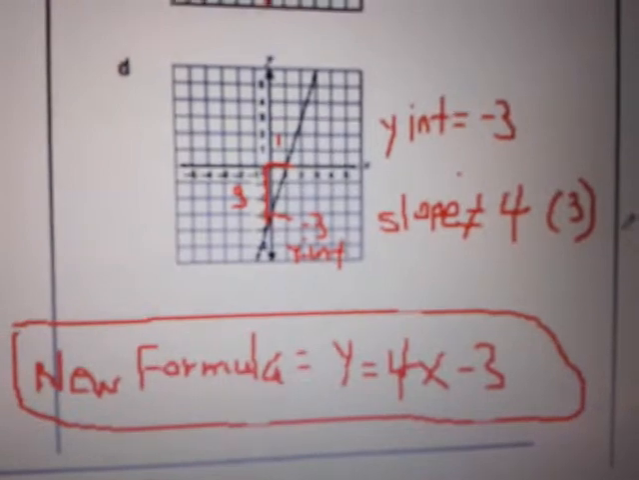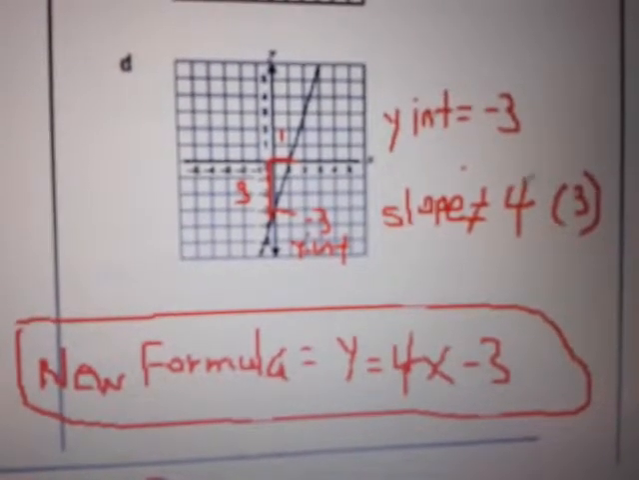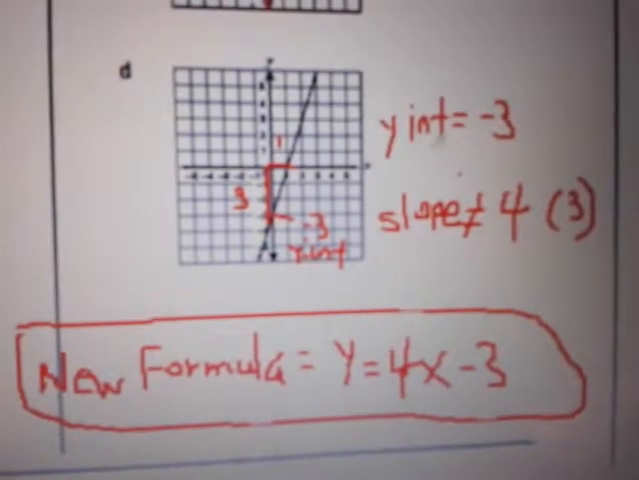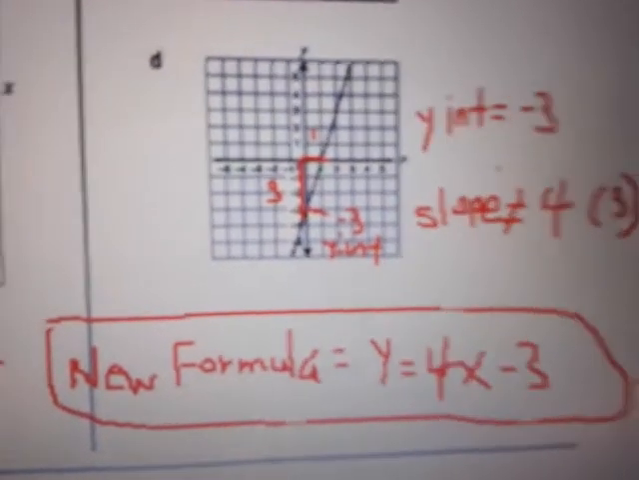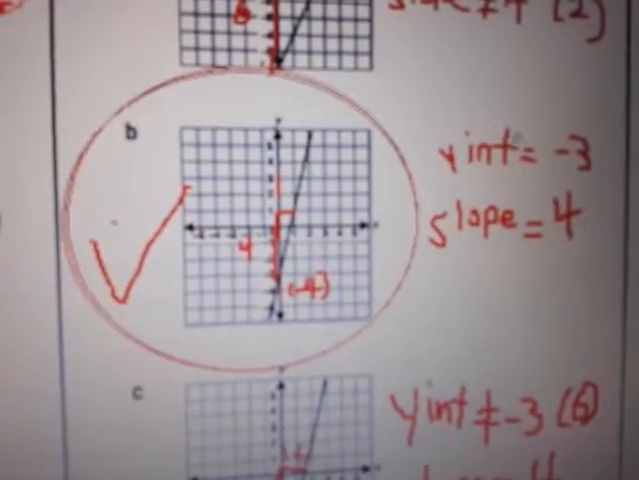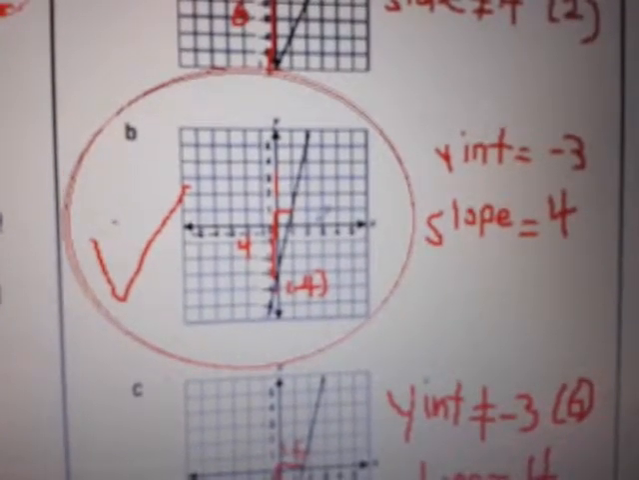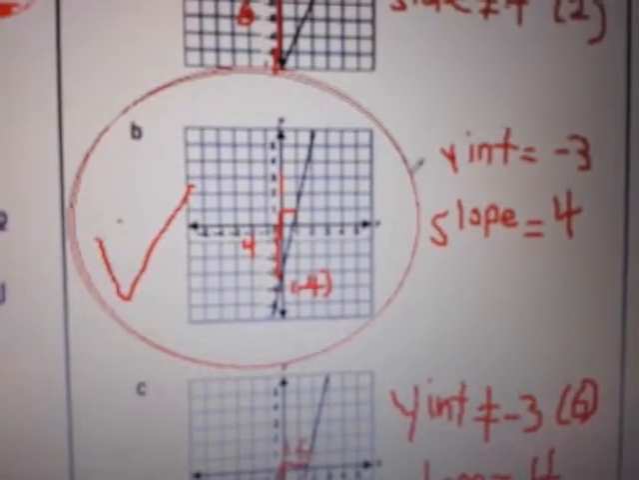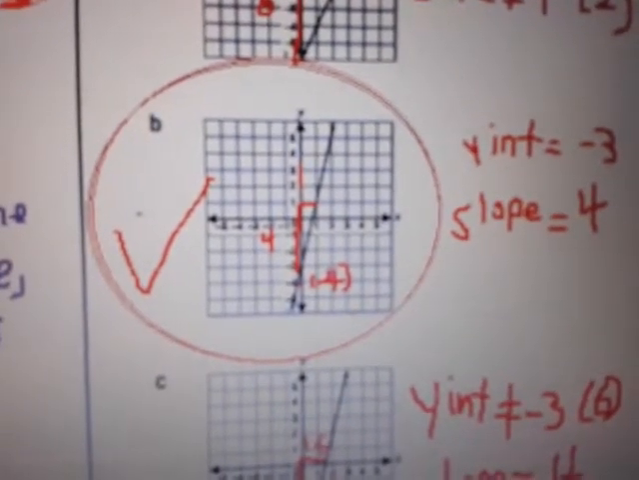And for graph D, slope is not 4, but it's 3, and the y-intercept is correct, negative 3, but this is not quite it. But as you can see in graph B, y-intercept is negative 3 and the slope is 4. So graph B is the resulting graph, which is the correct answer for question 13.